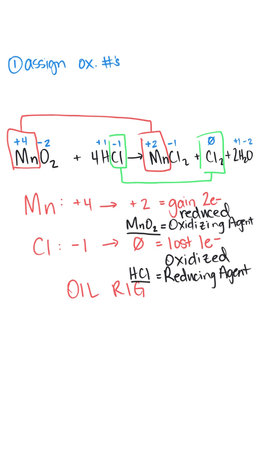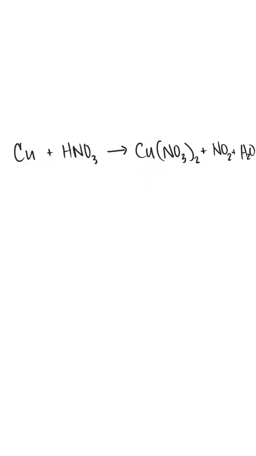Okay, so for this one, we're going to do the same thing. We are going to assign oxidation numbers for everything in this reaction, and then we're going to identify the element that's oxidized, reduced, and then the 2 agents. All right, so copper is by itself, a free element, 0. We're going to go through and assign everything that has a rule. So hydrogen is a +1, oxygen is a -2, copper we're going to ignore because it's in a compound now, so it's not a free element.